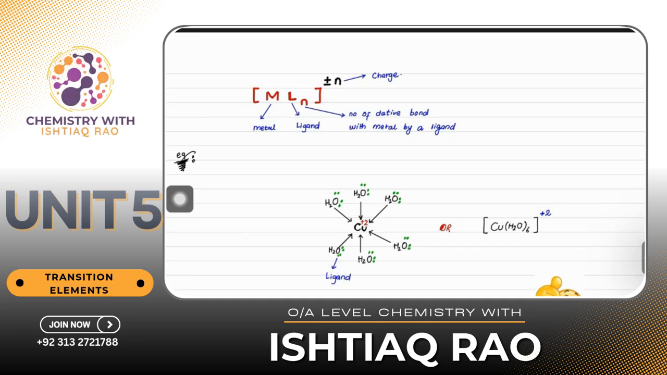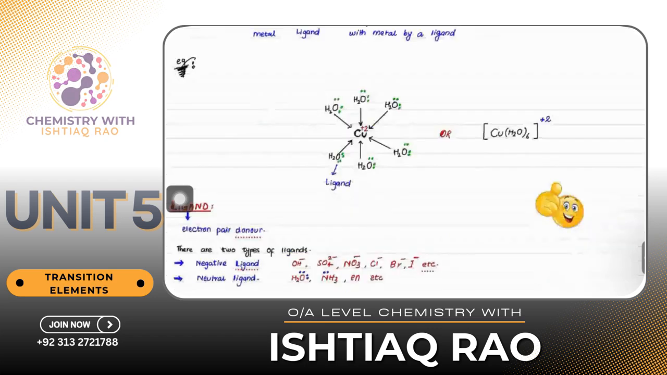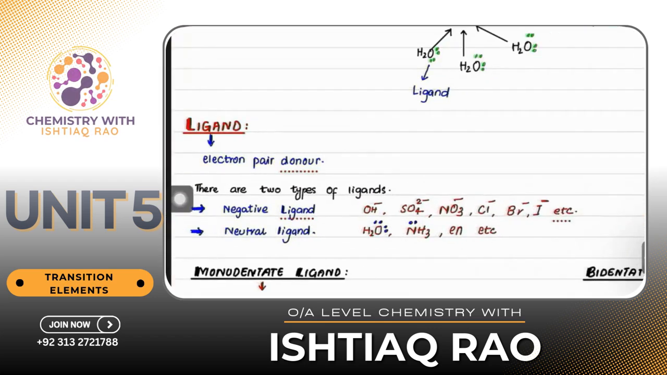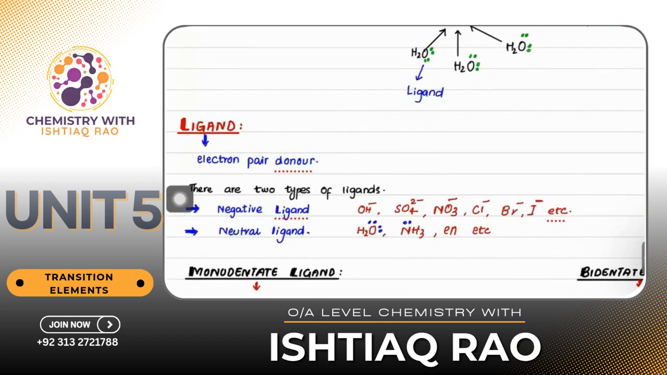When something is attracted towards the nucleus, which is positive, of course, the species would be in negative form, because opposite charges attract each other. This is the reason. And also, a ligand is an electron pair donor. That's the definition of a ligand: electron pair donor.